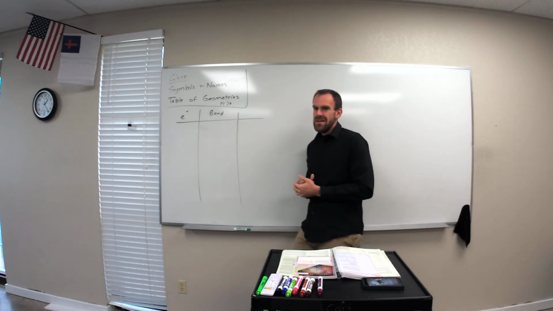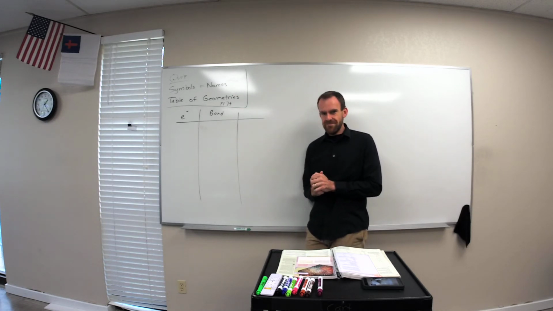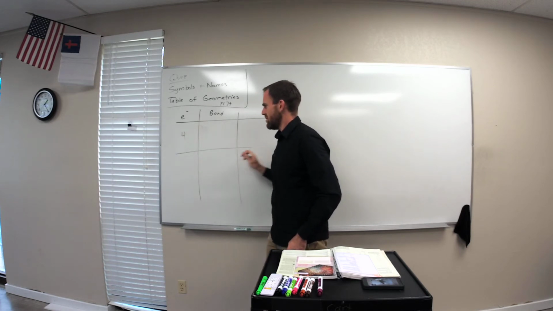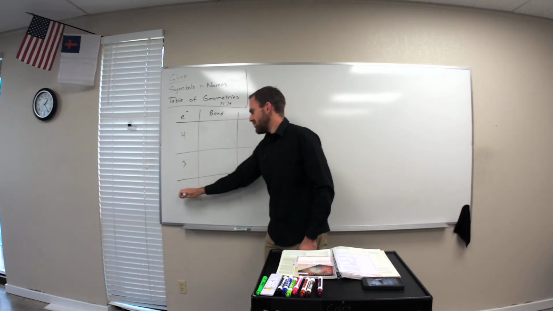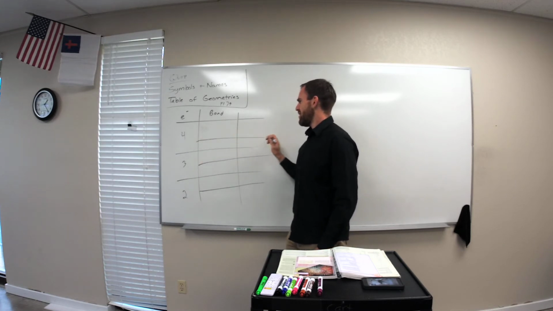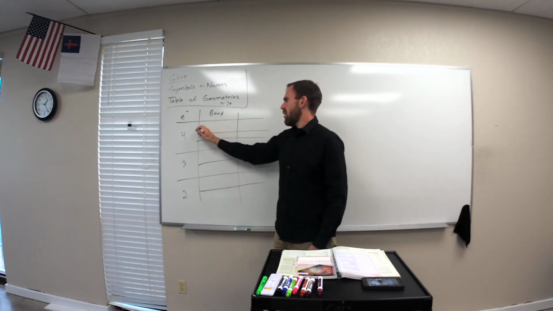Okay. Study the symbols and names from the flashcards. Okay. Thank you. Table of geometries. You have 4 electron regions. You have 3. You have 2. Okay. We're gonna regenerate the table so that everyone knows what they're doing.